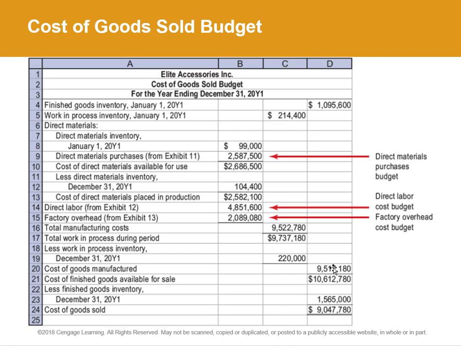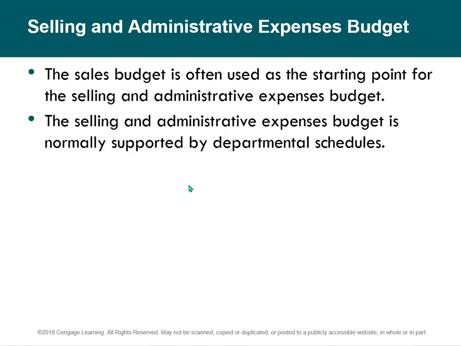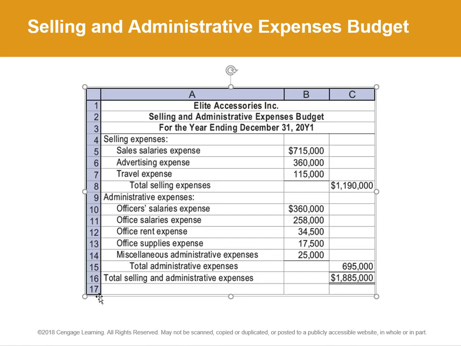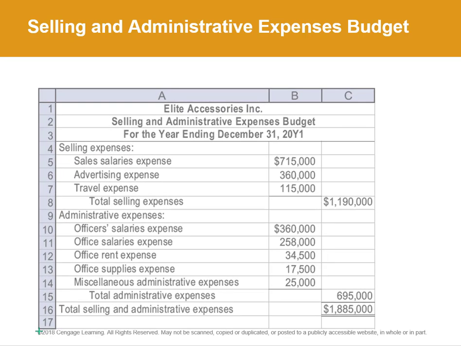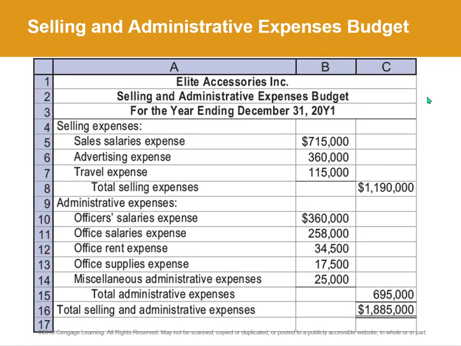Oh, it's sure not easy, is it? So we're not going to do this. It'll take forever. We'll work some problems together, okay? Now for selling and administrative expense, it's really straightforward. The departments give you the selling and admin expenses and you're all set. You just use these numbers directly in the budget. They're not manufacturing costs, they're just selling expenses and administrative expenses.